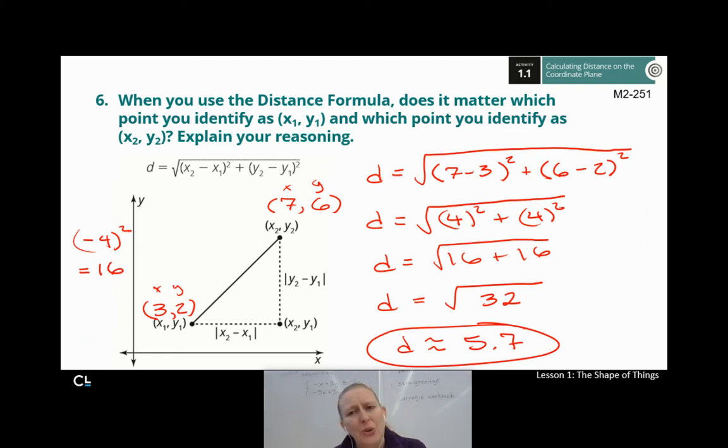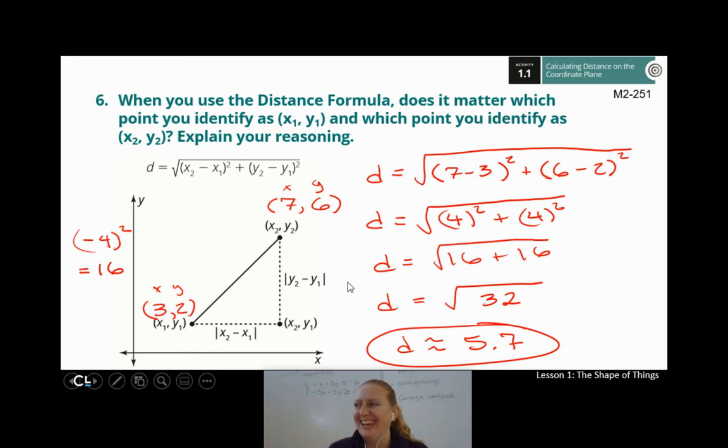Please be careful. This is why it doesn't matter if I flip them, because if I had done 3 minus 7, I would have gotten a -4. But -4 times -4 is still a positive 16. So I still get the same number, the same answer. So it's okay. Just make sure you subtract the x's, subtract the y's. You'll be all right.